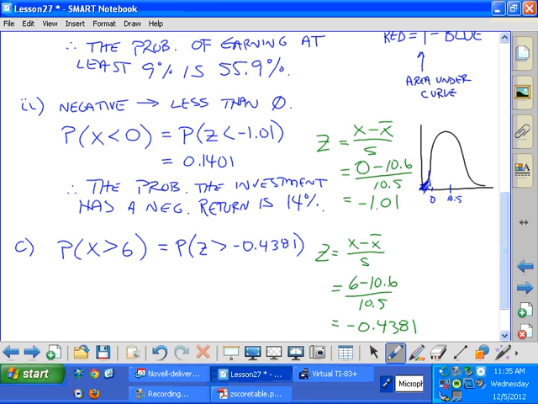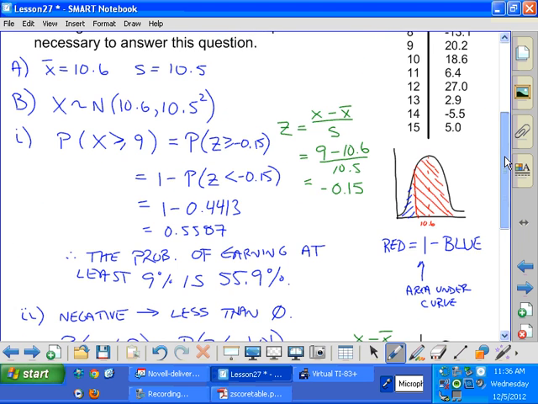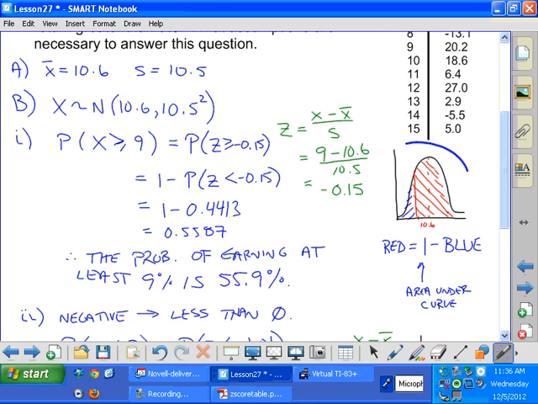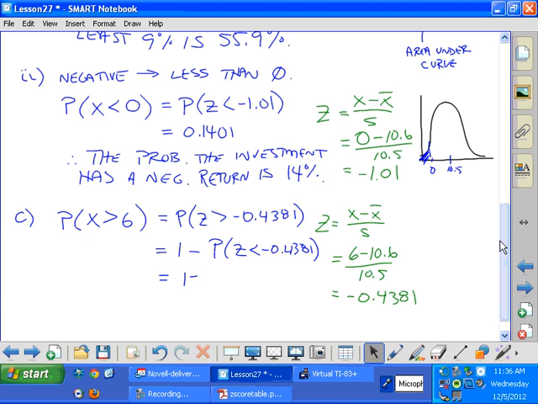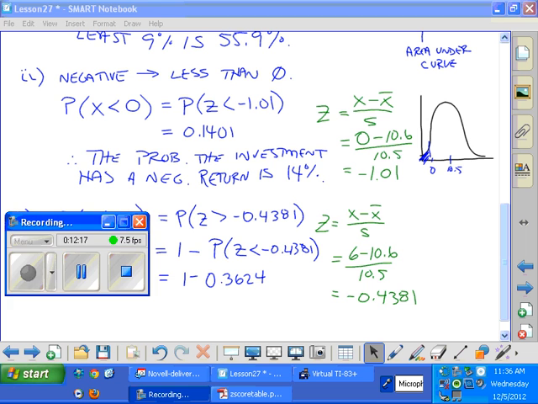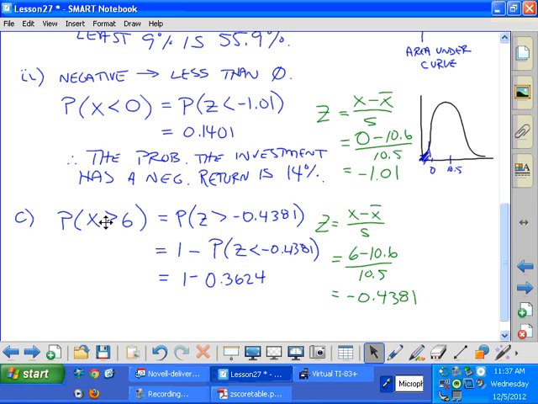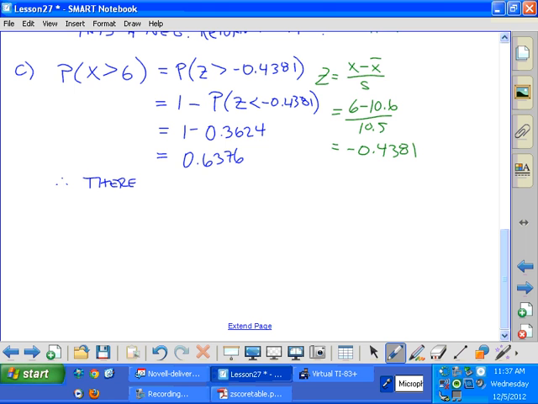So we are looking at the probability our Z-score is greater than negative 0.4381. Remember, Z-scores have to be less than, so we again do a quick sketch, this is what we're looking at. Again, we want what's less than, so it's a similar situation to what we had with the previous sketch. We want that value to the right, so we have to take 1 minus the area that we can calculate. And if we go to our Z-score chart, the corresponding value is 0.3624, which means that our answer would be 0.6376. So therefore, there is a 63.8% chance it will get at least 6%.